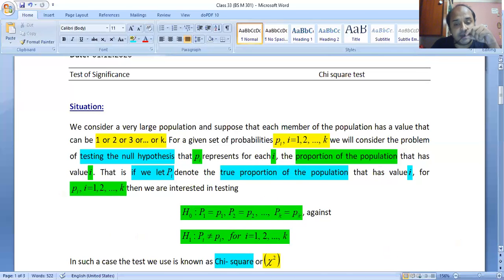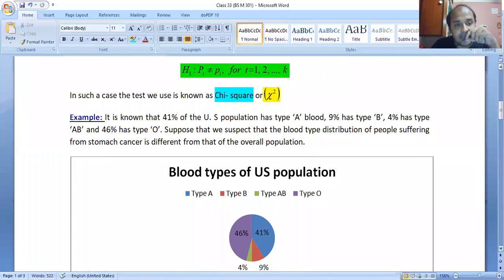It would be nice if I represent this particular problem in terms of an example. So let us consider the following example. It is known that 41% of the United States population has type A blood, 9% has type B blood, 4% has type AB blood, and 46% of the total population has type O blood. Now, if you add these figures, 41, 9, 4, and 46, you will get 100% of the United States population. Suppose that we suspect that the blood type distribution of people suffering from stomach cancer is different from that of the overall population. You see what I have represented here in terms of a pie chart, which is the percentage representation of the populations.